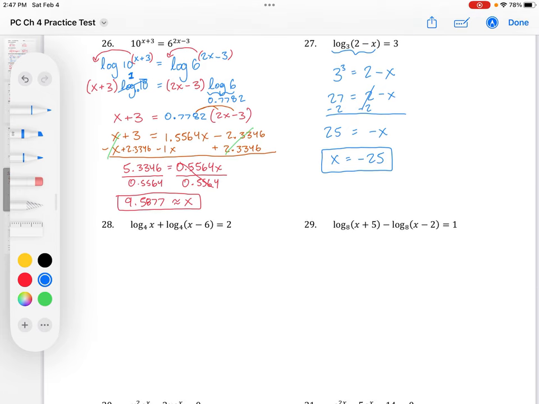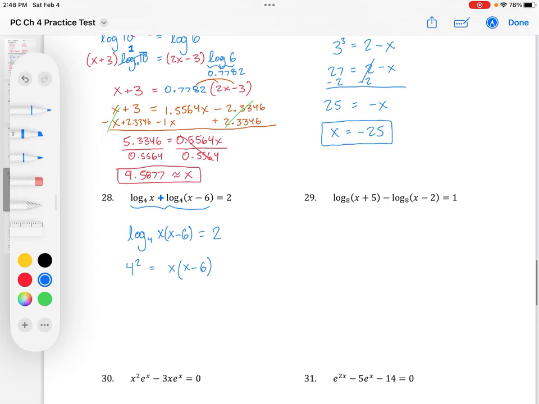All right, in 28, eventually we're going to change this into an exponential, but before we can do that, we need to condense this log part. Since these 2 logs are being added, we know that we're going to multiply the pieces inside of them. So this will be log base 4 of x times the quantity x minus 6 is equal to 2. Now that the log part is by itself, we can change it to an exponential. So this will be 4 to the power of 2 equals x times x minus 6.